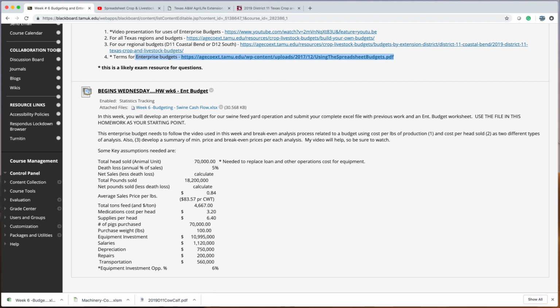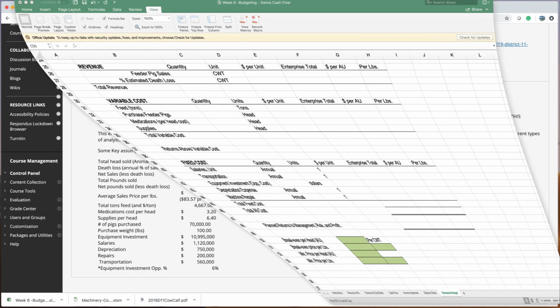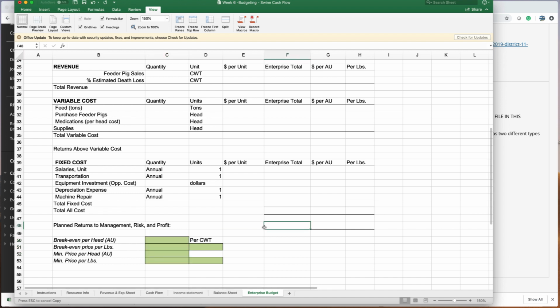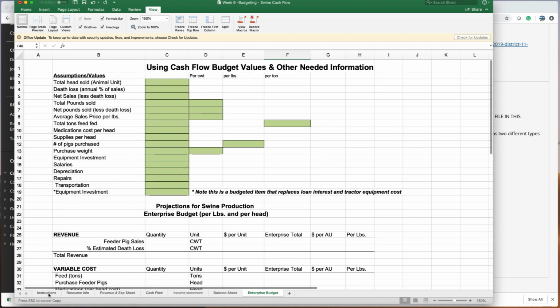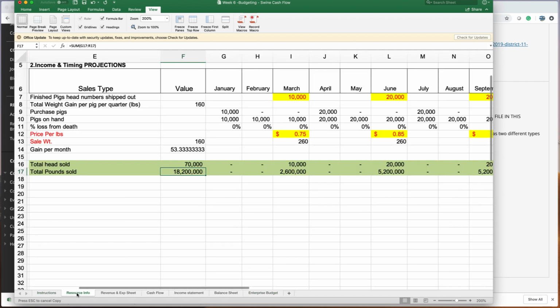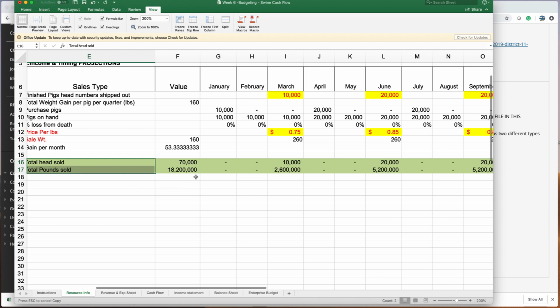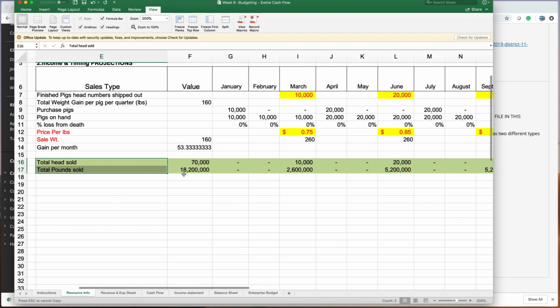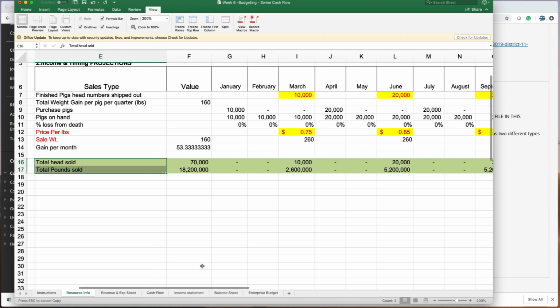So I'm going to pull up a couple of files here. One is what you're given. So here's what I gave you in the week. Now what I gave you is going to be your same page that we've been looking at. On the resource page, I did a little bit of work here. I went ahead and totaled up how many head we think we're going to sell and how many pounds that is. So that's there for you to use as you may need it.